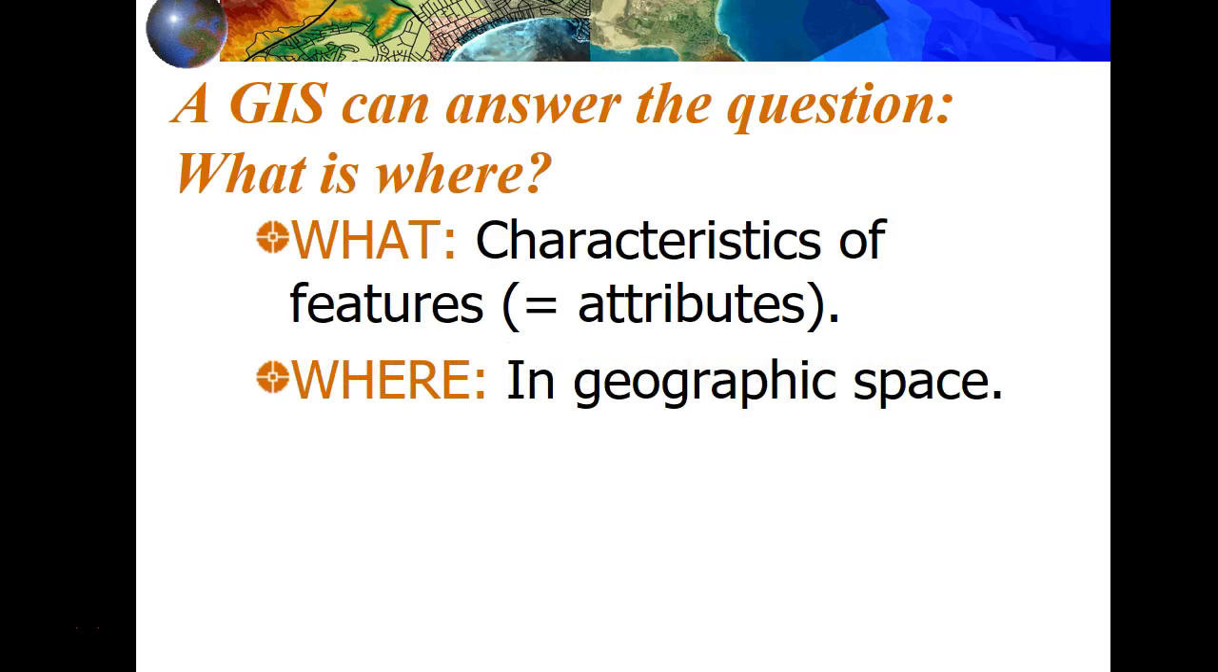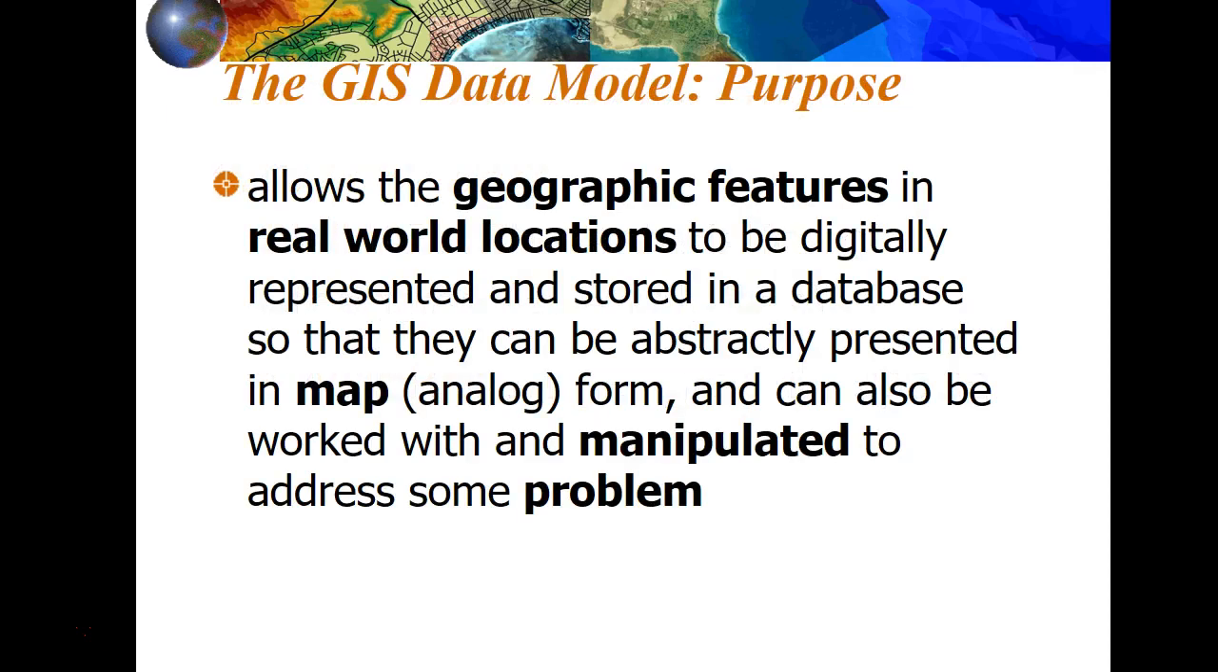So what is the deal with data? The deal with data is that it connects the what to where. And the what are the attributes of the features on the Earth, and the where is the geographic location in which those points need to be placed, or those lines need to be placed, or those areas need to be placed. When we're thinking of a GIS data model, keep in mind that you're allowing these real locations to be digitized and stored in a database so that they can be manipulated. Layers can be turned on and off, they can be filtered, they can be re-symbolized, to help you solve a problem.